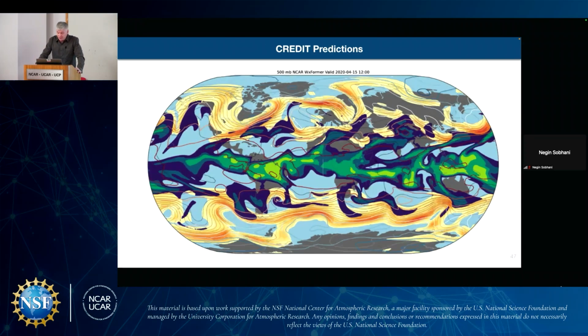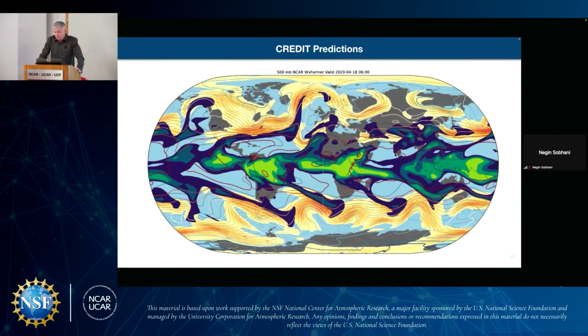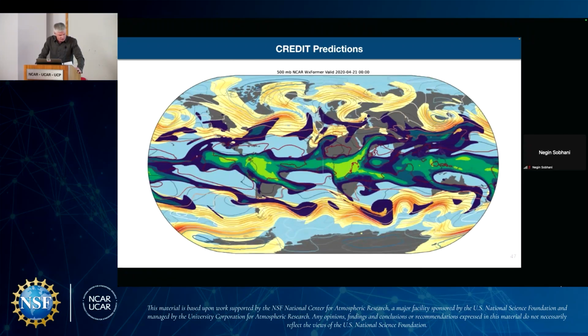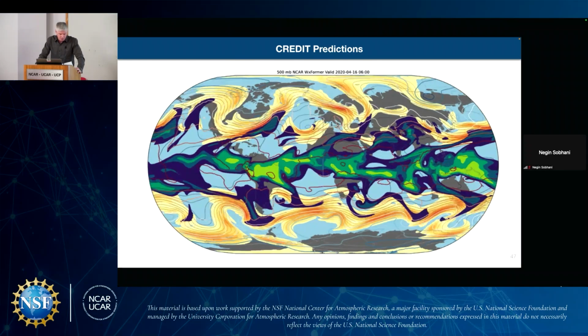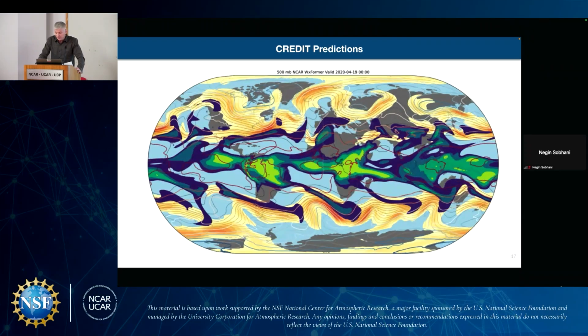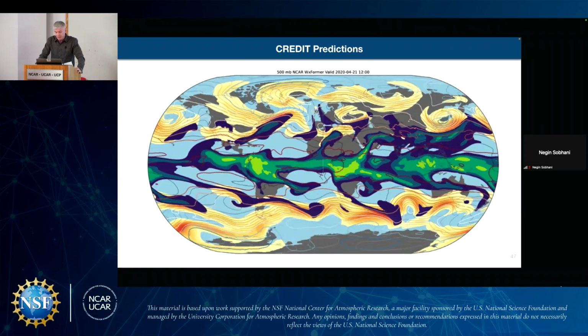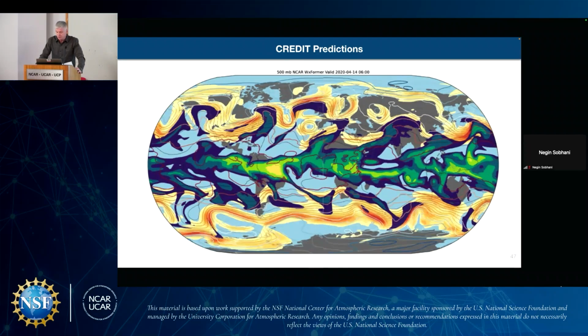Just some eye candy. This is a 10-day forecast that's coming out of CREDIT. The green and blue are 500 millibar water vapor. Oranges are wind speed, and the contour lines are temperature.